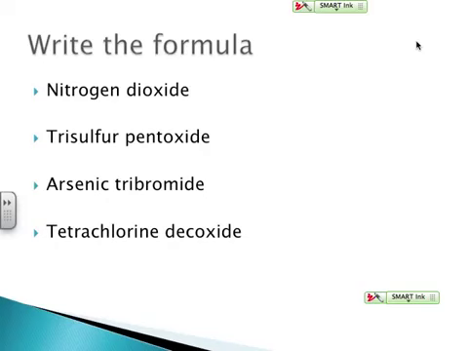Okay, so hopefully you have your answers written. Nitrogen dioxide. So you don't need to worry about charges. You just look at the formula that's written and based on the prefixes, write the correct formula based on the name. So nitrogen, no prefix, that would just be N. Dioxide would be O2, so NO2. Trisulfur would be 3 sulfurs. Pentoxide would be 5 oxygens.